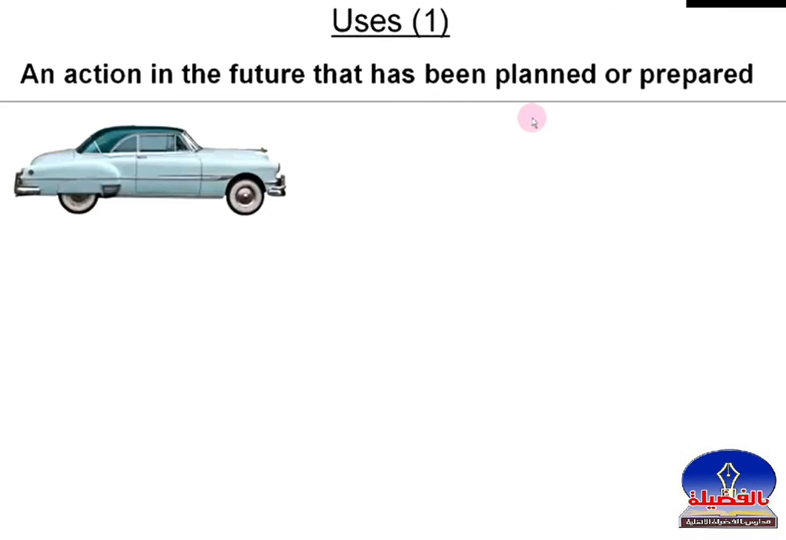Example 1. I am going to buy a car next week. So this is planned. Okay, we know we are going to buy a car. It's next week. And so we say, I am going to buy a car next week.